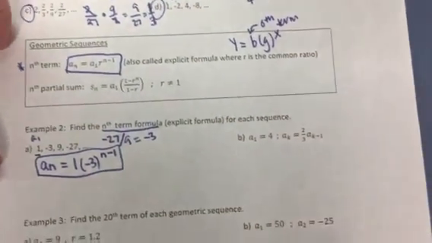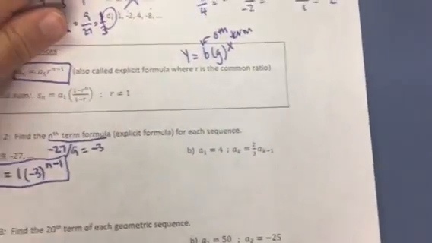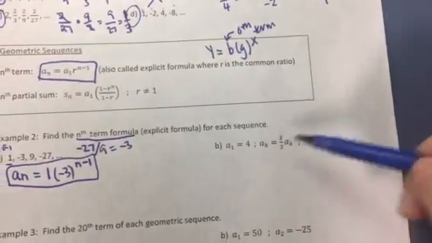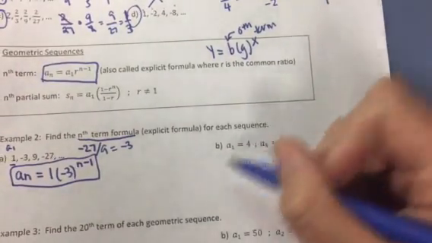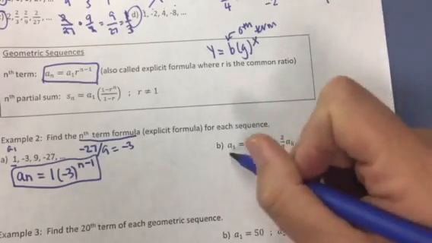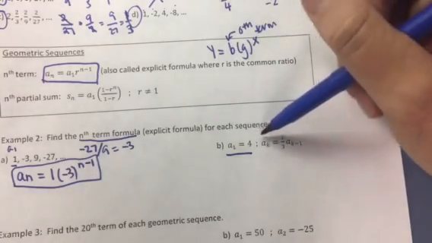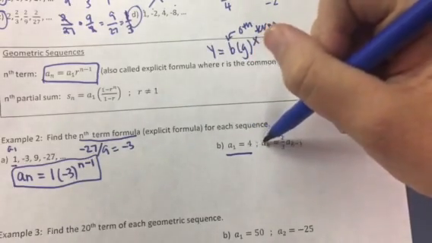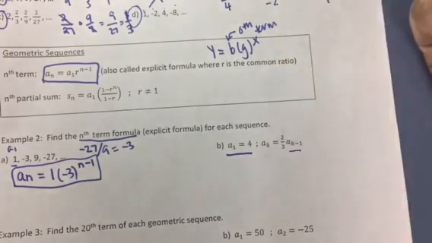All right, in example 2B, we're given the recursive formula and we are asked to write the explicit. All we really need that we're not given is the common ratio, because we have our first term, and then this is our recursive. If you think about how this reads, it basically says to get to the next term, you're going to multiply 2/3 by the term before it.